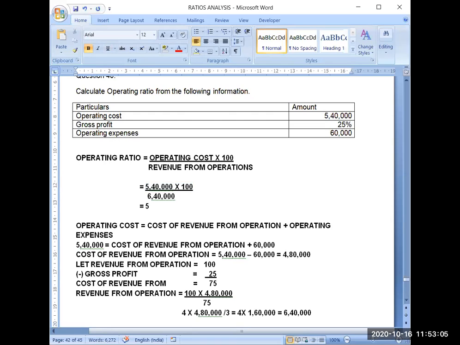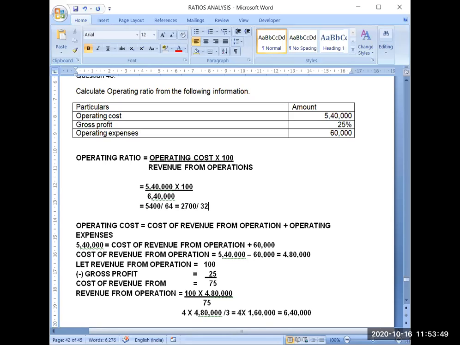54,000. Yes, 54,000 divided by... no, one minute. 4 zeros are common, so 5,400 divided by 64. This will remain now. And if I cut it with the help of 2, it will remain 2,700 divided by 32. Now 32 cannot be divided by 3 either. We have to divide it now.